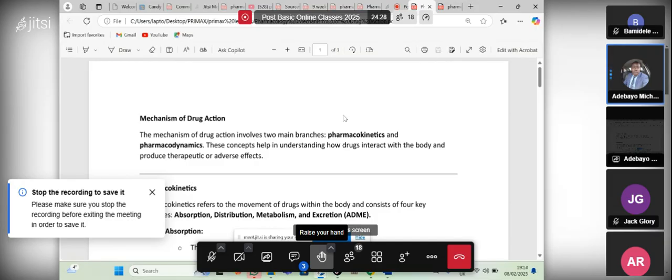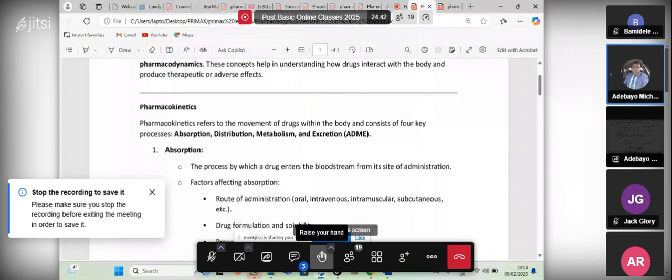That is, mechanism of action is in two: pharmacokinetics and pharmacodynamics. Pharmacokinetics, what my body does to the drugs. Pharmacodynamics, what the drugs do to my body. So we'll start off by talking about pharmacokinetics. Pharmacokinetics refers to the movement of drug within the body, and it consists of just four processes.